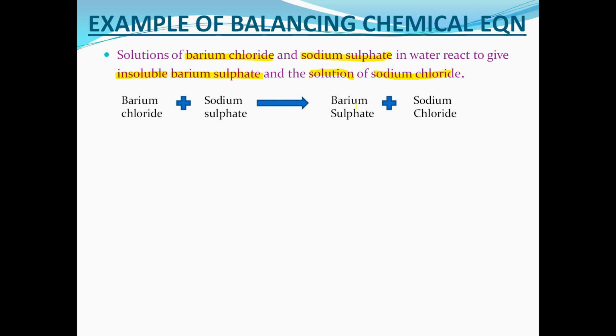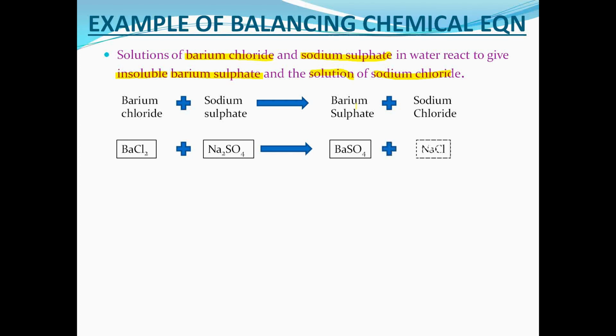Now replacing the word equation by the skeletal equation, we will replace barium chloride by its formula BaCl2. Next we are replacing sodium sulfate by Na2SO4. It is the chemical formula of sodium sulfate. Next replacing barium sulfate by its formula BaSO4 and similarly NaCl.